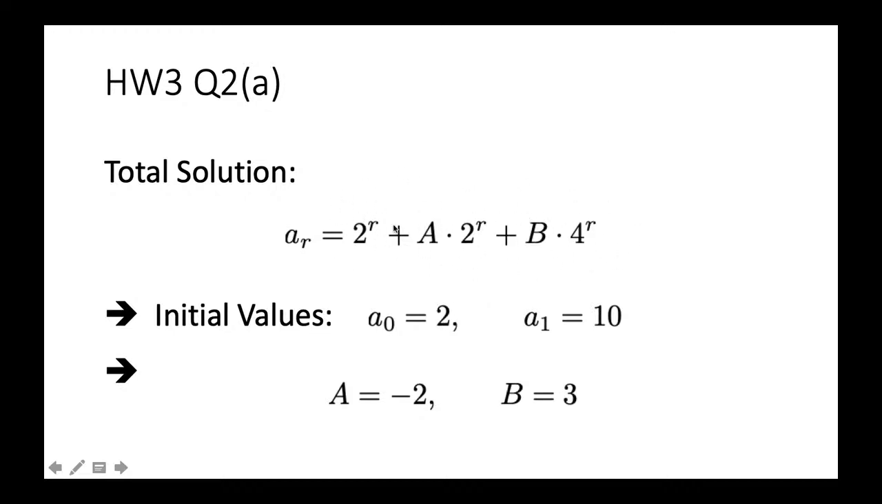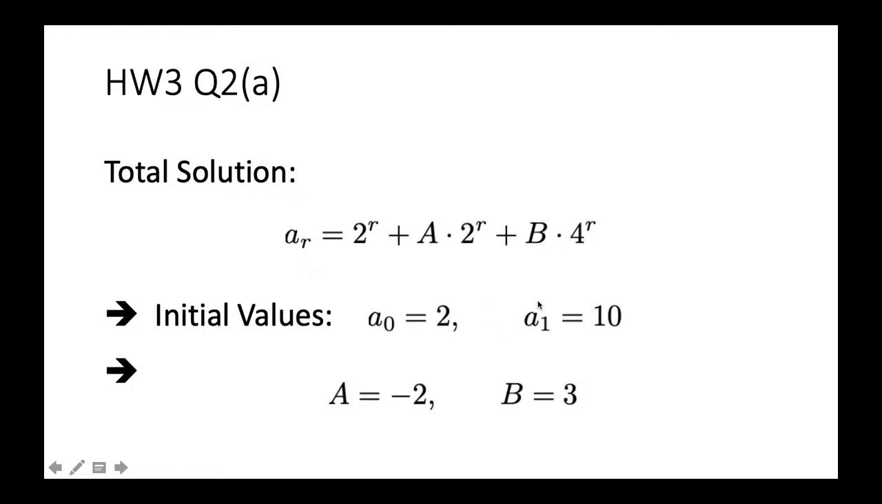Now, once we know that it is of this form, we can go back and take a look at the initial values. So A0 is equal to 2, A1 is equal to 10. By plugging in the initial values, we have A0 is equal to 2. So when r is equal to 0, we have an equation: 2 is equal to 1 plus A plus B.